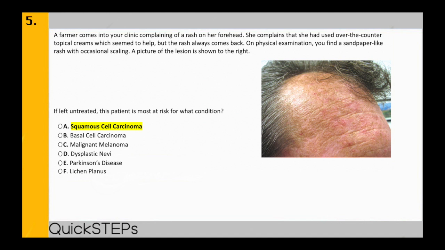This is extremely high yield, and I would definitely recommend committing this to memory. So, just to summarize, if you see a farmer with a rash that is described as sandpaper-like, and it is recurrent, you want to consider actinic keratosis with an increased risk for squamous cell carcinoma.